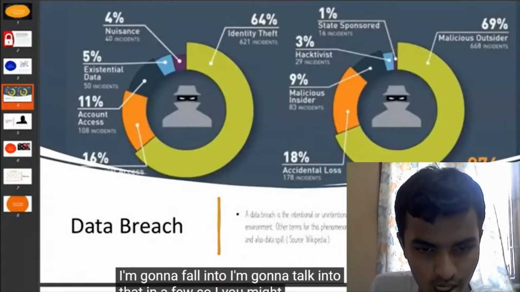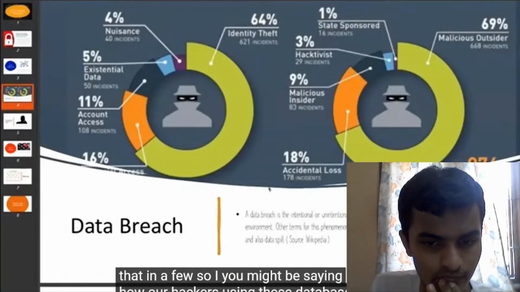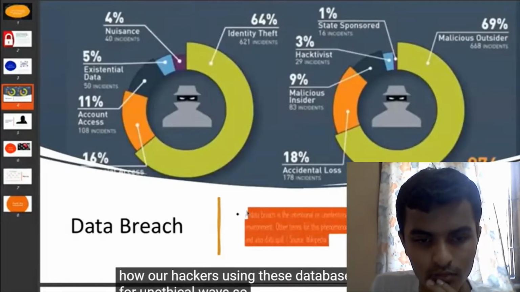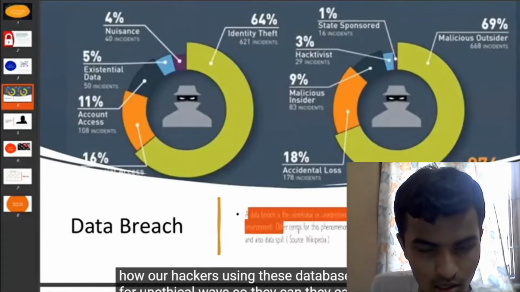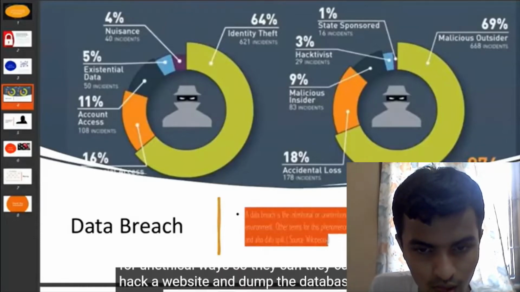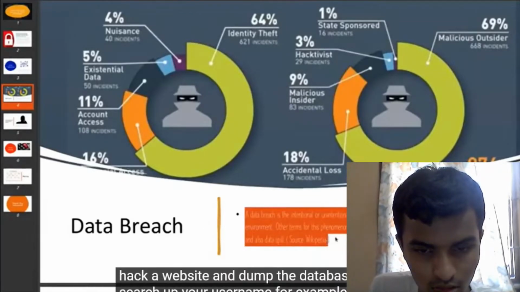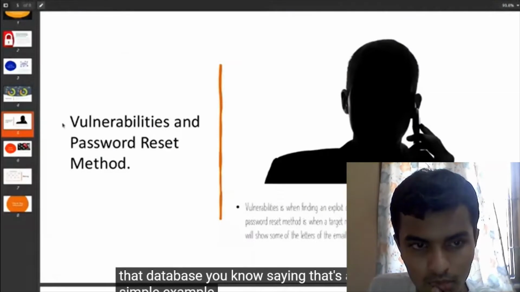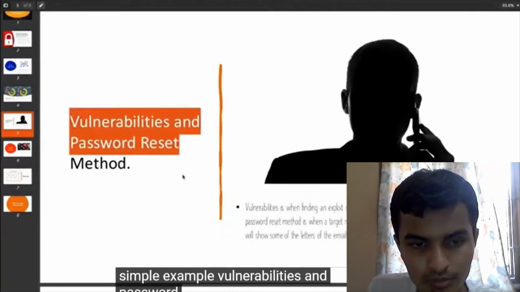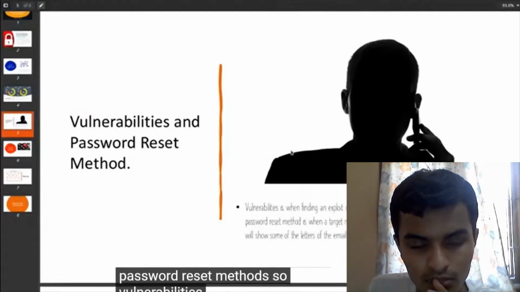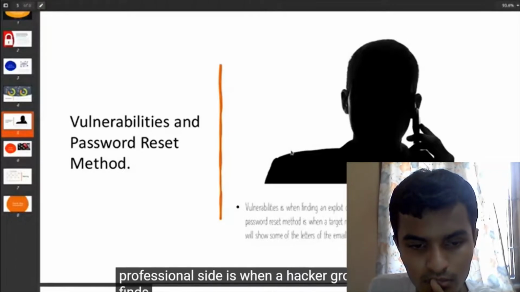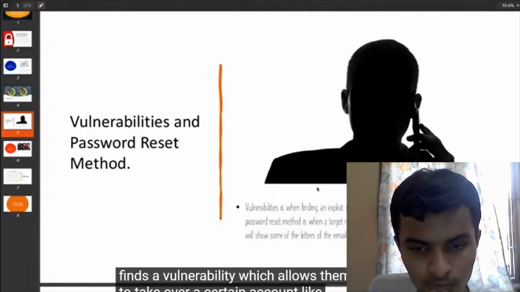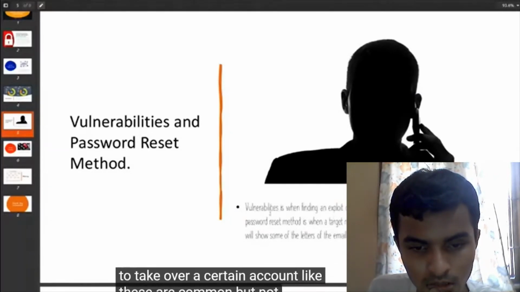So, you might be saying, how are hackers using these databases for unethical ways? So they can hack a website and dump the database and search up your username, for example, and all your information gonna pop out in that database. You know what I'm saying? That's a simple example. Vulnerabilities and password reset methods. So vulnerabilities is more on the professional side, is when a hacker group finds a vulnerability which allows them to take over a certain account. Like, these are common, but not common at the same time.